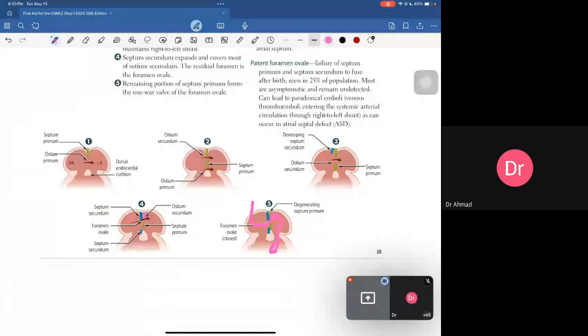It can occur in patent foramen ovale, in which the foramen ovale is open, and the second thing in which it can occur is the atrial septal defect, right? So now, why is this important?